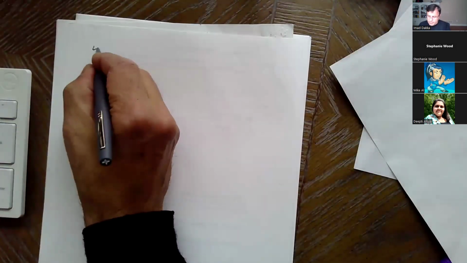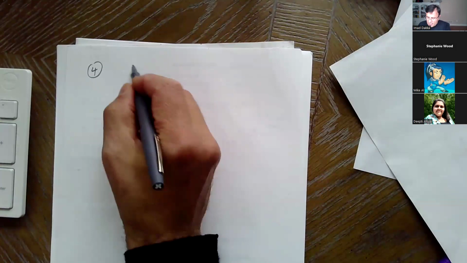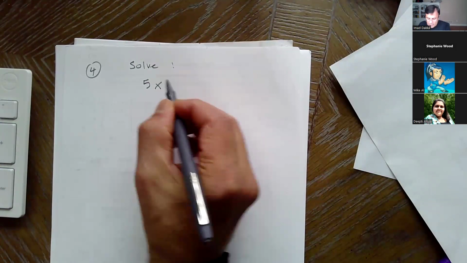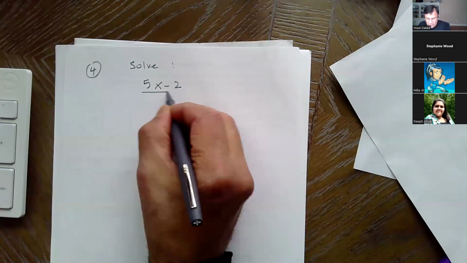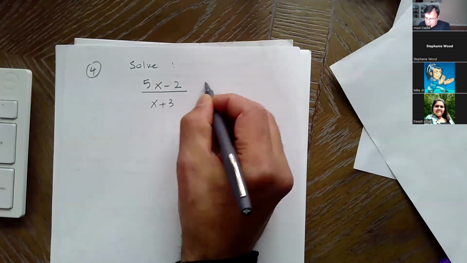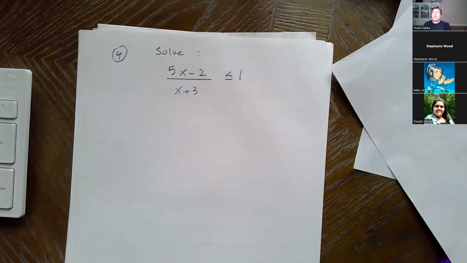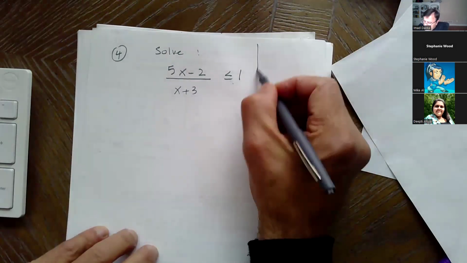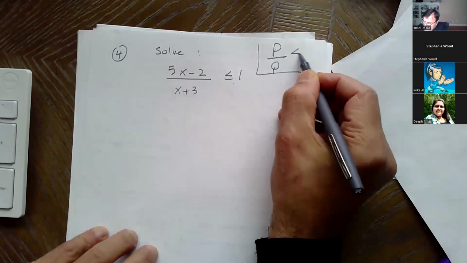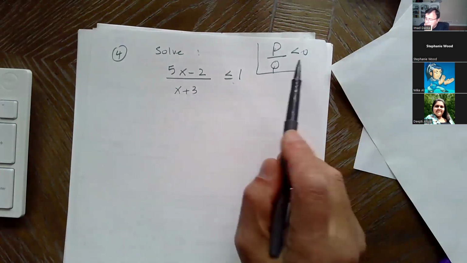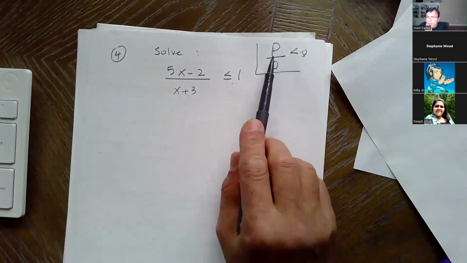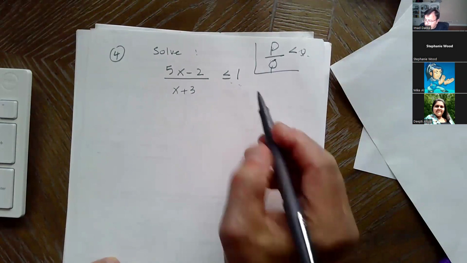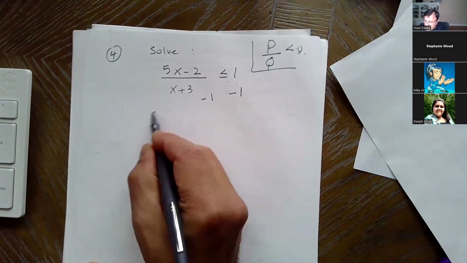So number 4, it says solve the inequality and graph your solution on the number line. The inequality is a rational inequality. 5x minus 2 over x plus 3 is less or equal to 1. So to solve a rational inequality, it has to look like this if you remember. P over Q is less than 0 or greater than 0, okay? So you have to have 0 on this side, and you have to have a single fraction on the left side. 0, 1 fraction.